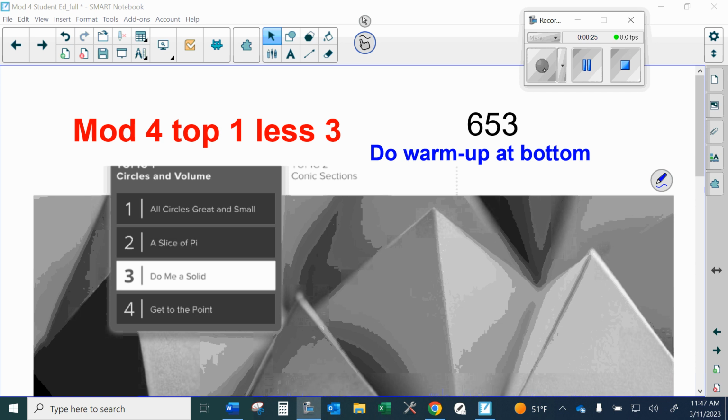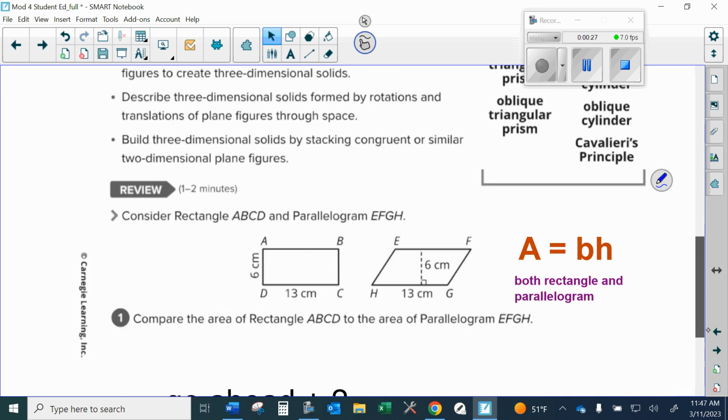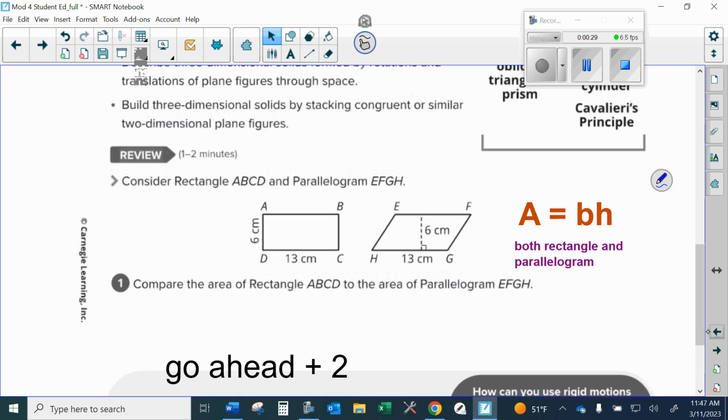Do the warm-up, one of them at the bottom of the page here. Go ahead and hit pause and do that. When you are ready, go ahead and hit play again, and then we'll check your answers.